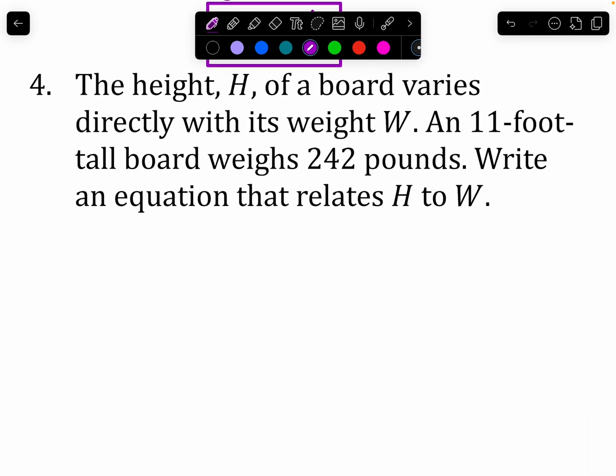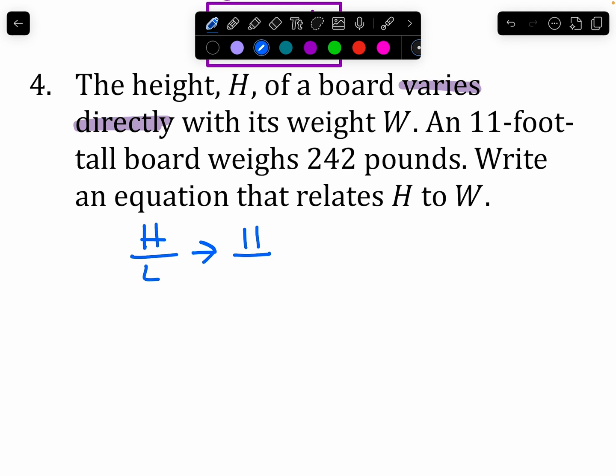Okay. Number 4 just wants us to write an equation. It doesn't want us to use the equation to solve, but it says the height h of a board varies directly with its weight W. An 11-foot tall board weighs 242 pounds. Write an equation that relates h to W. So the first variable that it gave me was h, so I'm going to do h divided by W.